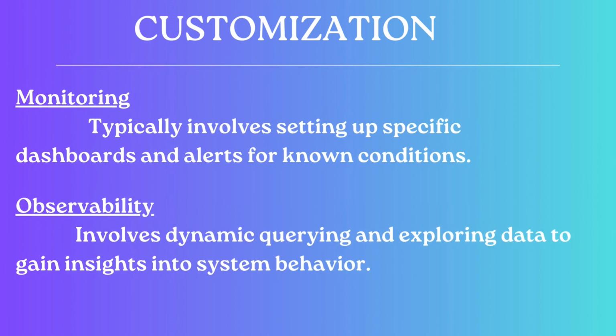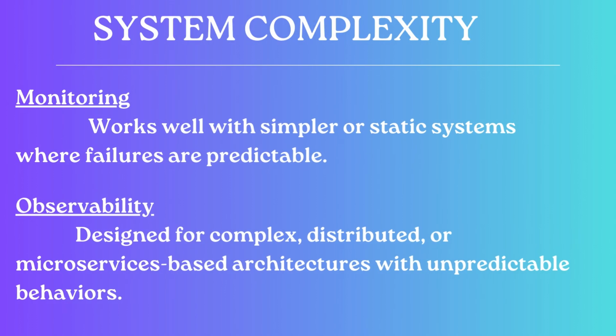We also need to talk about customization. Monitoring typically involves setting up specific dashboards and alerts for certain known conditions or thresholds. Observability involves dynamic querying and exploring data to gain insights into system behavior. Monitoring works well with simpler and static systems where failures are predictable. If you have a monolithic app, it's fine, you can talk about monitoring. Observability is designed for complex, distributed, microservice-based architectures with unpredictable behaviors, and that is exactly where observability comes into the picture.